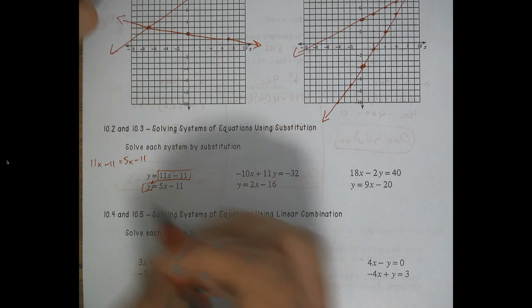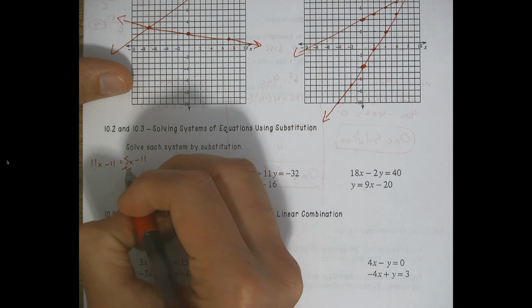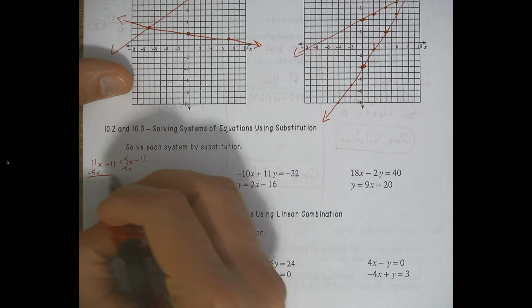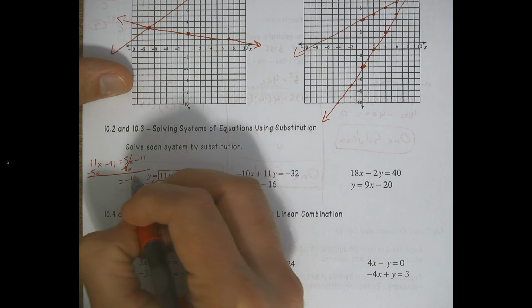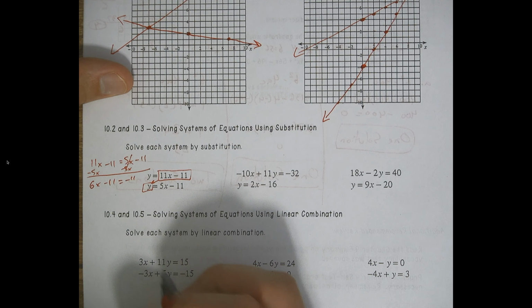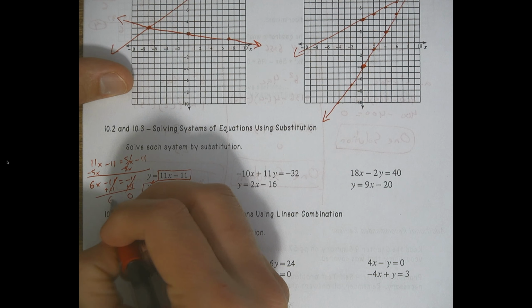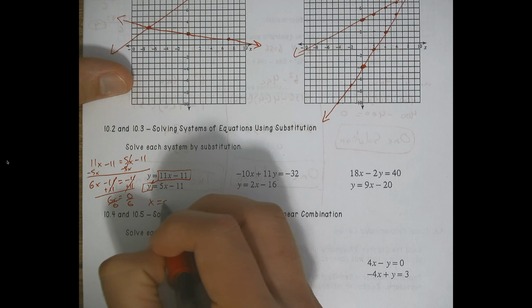I have an x on both sides. I'm going to go ahead and subtract the smaller of the two to keep myself in positive numbers. So I end up with a negative 11 on this side, I get 6x minus 11 over here. Adding 11 gets me 0, so 6x equals 0. Divide by 6, and x is 0.